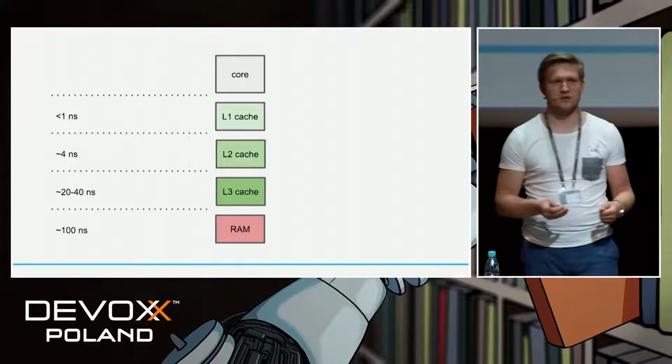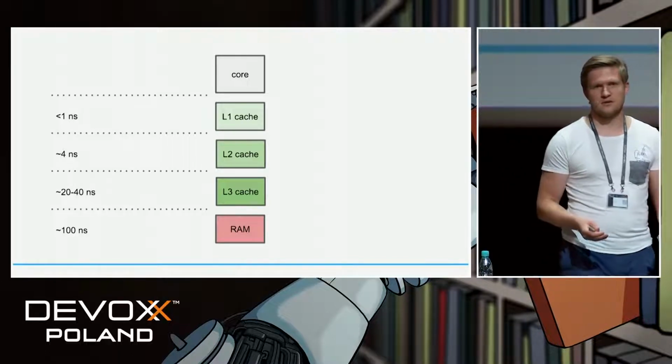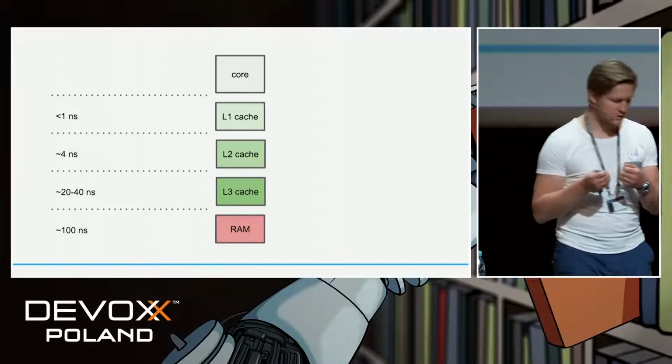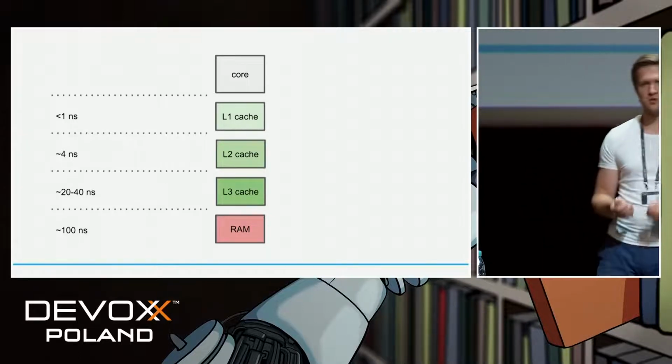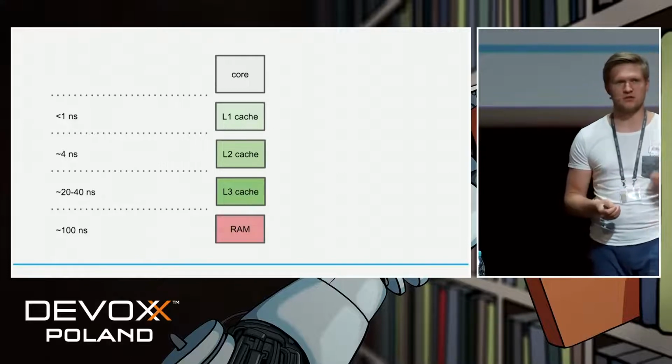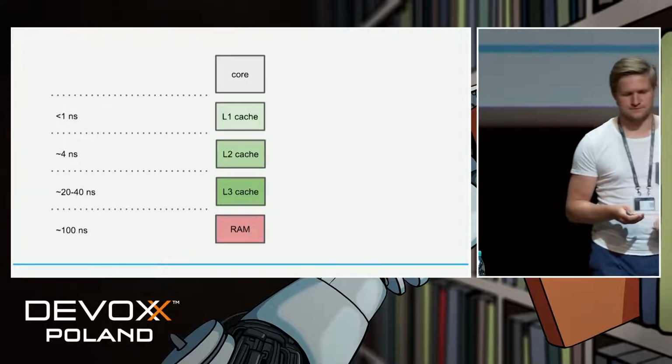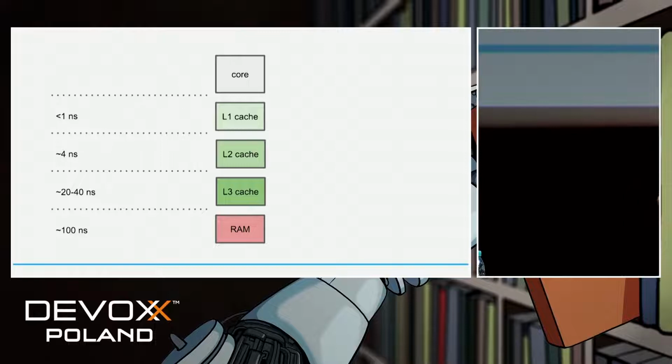And then we have RAM. We can have terabytes of RAM, but in the time scale of a CPU, the access to RAM is really slow. It's like two orders of magnitude slower than accessing L1 cache. But what does it mean for us in our threads and context switches?